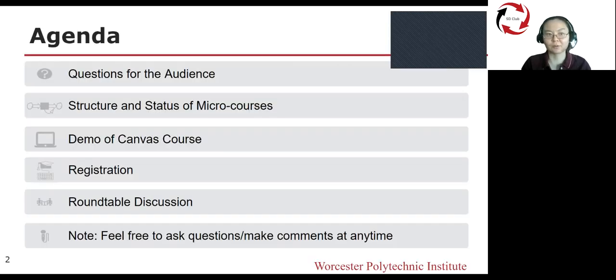So here's the agenda. We'll start with a few questions for you that we would like to know. And then I'll discuss what I understand about the structure and status of the micro courses, badges, and course. And if I make any mistakes, Rafid and Professor Redzicki, please feel free to correct me. Then I will demo the current course in Canvas. Then I will explain how people can register, and then we'll have a roundtable discussion. And like I said before, please feel free to ask questions at any time.